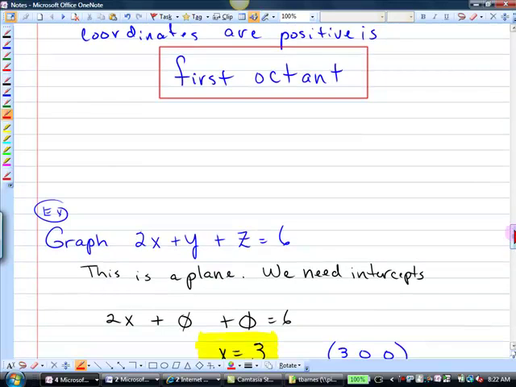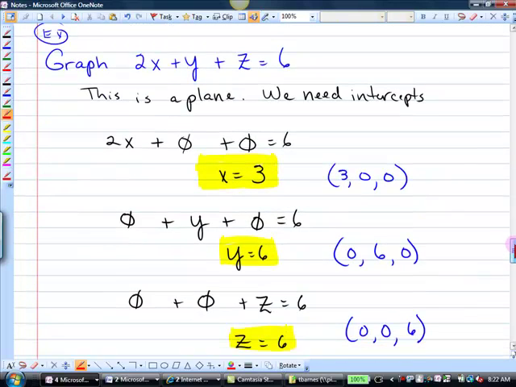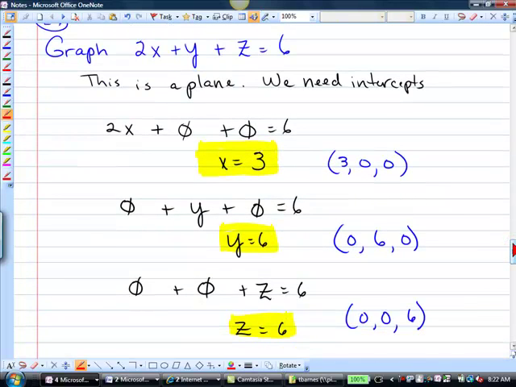So we need intercepts. So here's your process. You're going to find the intercepts. And if you want the x-intercept, what do you do? You let y and z be 0. And then solve 2x equals 6, so x has to be 3. And so that point would be 3, 0, 0. Then you let x and z be 0, and you get y is 6. And then you let x and y be 0, and you get z is 6. So you have these 3 points as the intercepts.